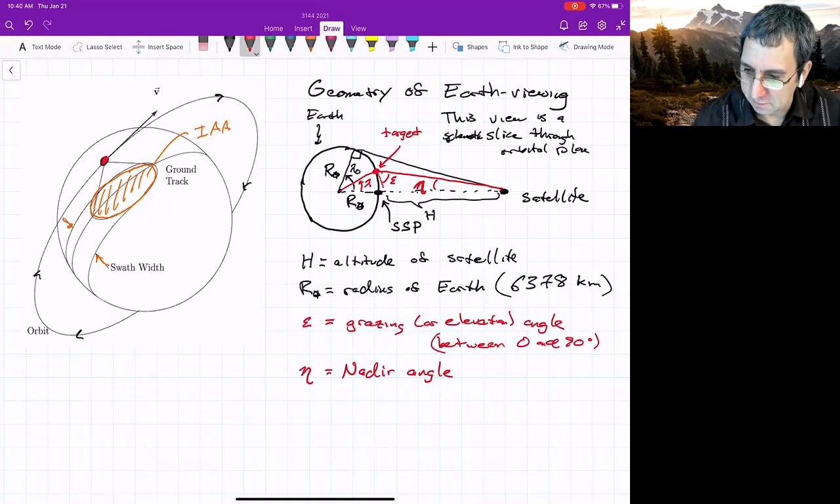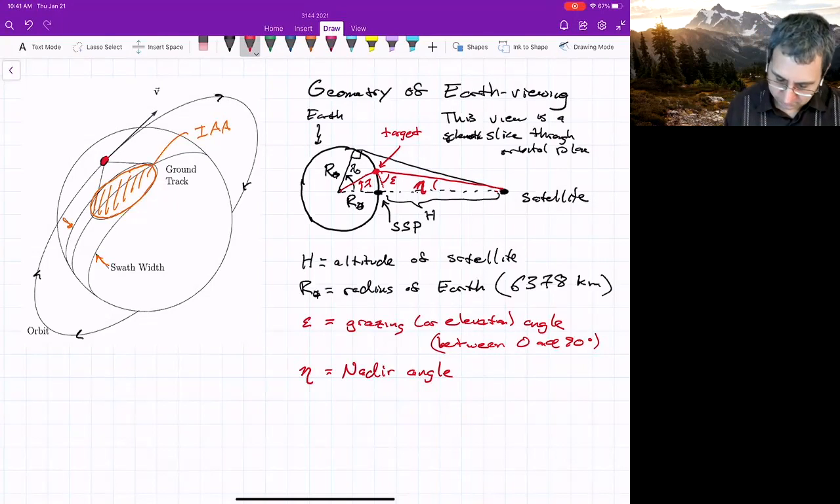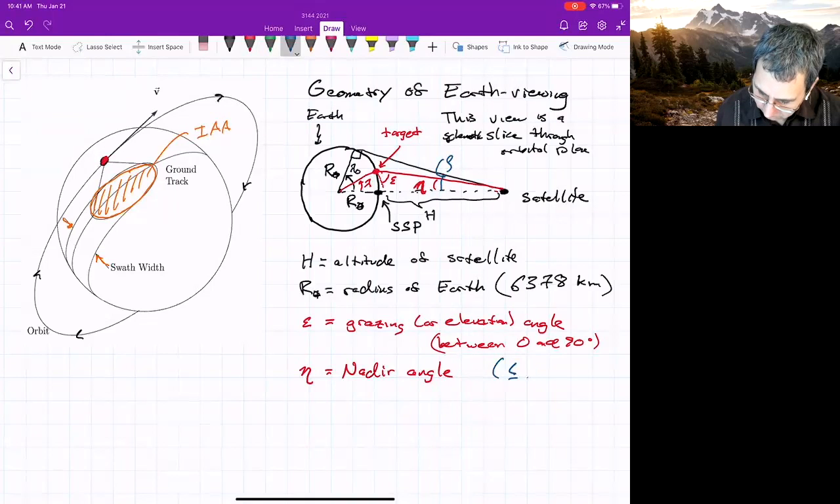It's only 5 minutes left. I'm going to just kind of give you some formulas for how these things are all related. The maximum nadir angle is this angle from the dashed line up to here. This angle is called rho. So this nadir angle is going to be less than or equal to rho.